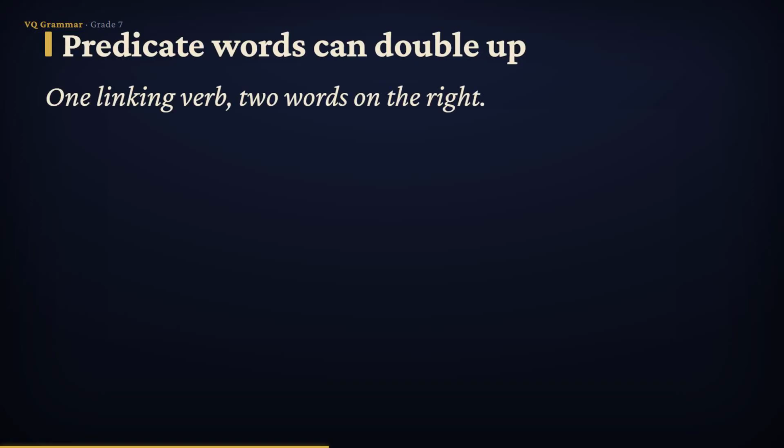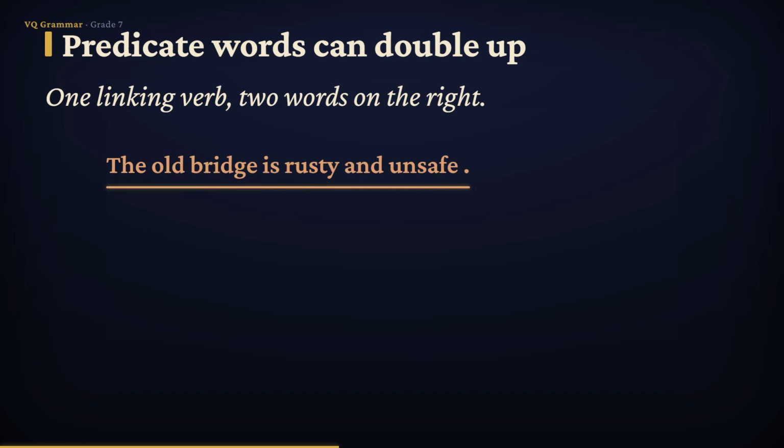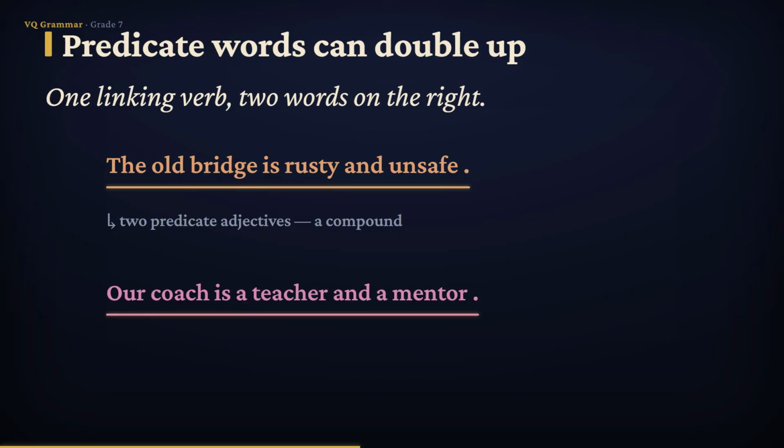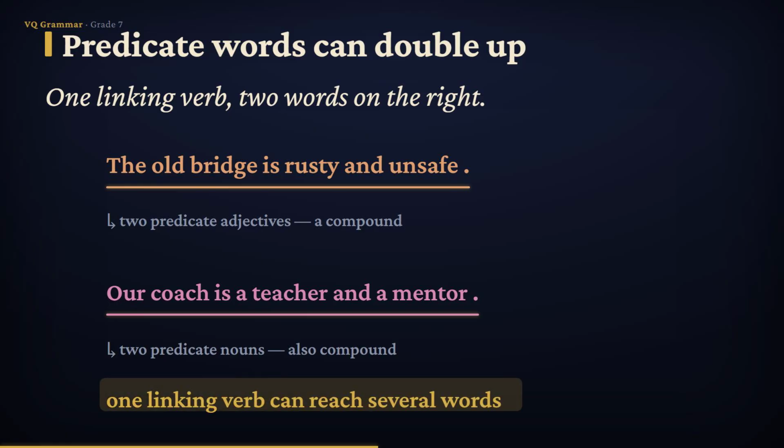One more wrinkle, and it's an easy one. The word after a linking verb can double up. Look at this. The old bridge is rusty and unsafe. There's one linking verb, is, but it points to two predicate adjectives, rusty and unsafe. That's called a compound predicate adjective. The same thing happens with nouns. Our coach is a teacher and a mentor. One verb, is, linking to two predicate nouns, teacher and mentor. So don't be surprised when a single linking verb reaches out to more than one word on the right.